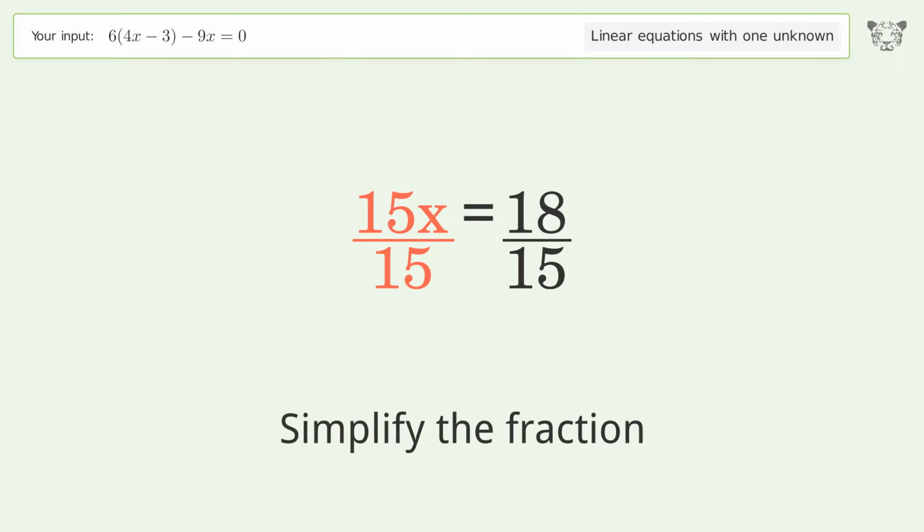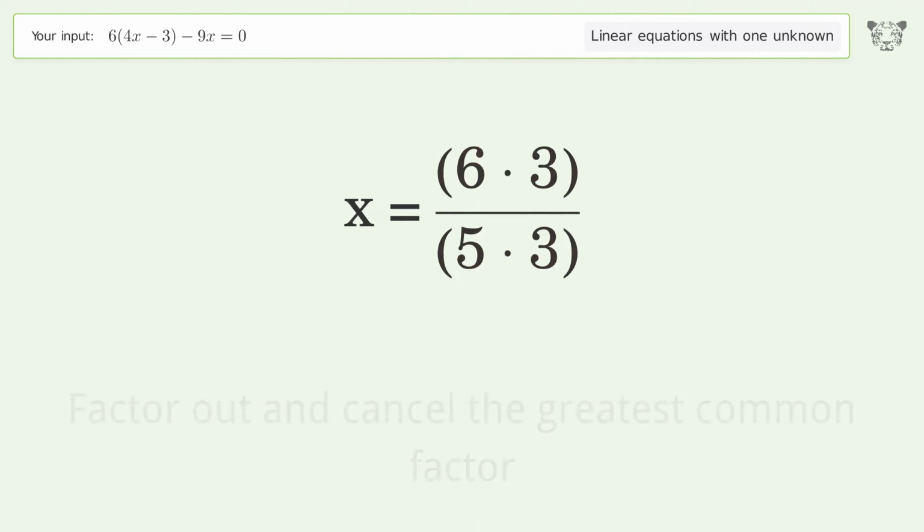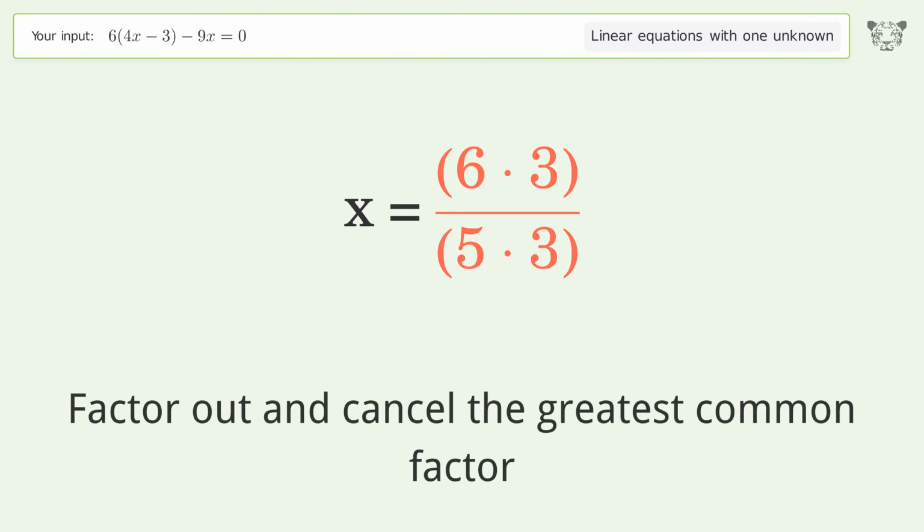Simplify the fraction. Find the greatest common factor of the numerator and denominator. Factor out and cancel the greatest common factor. And so the final result is x equals 6/5.